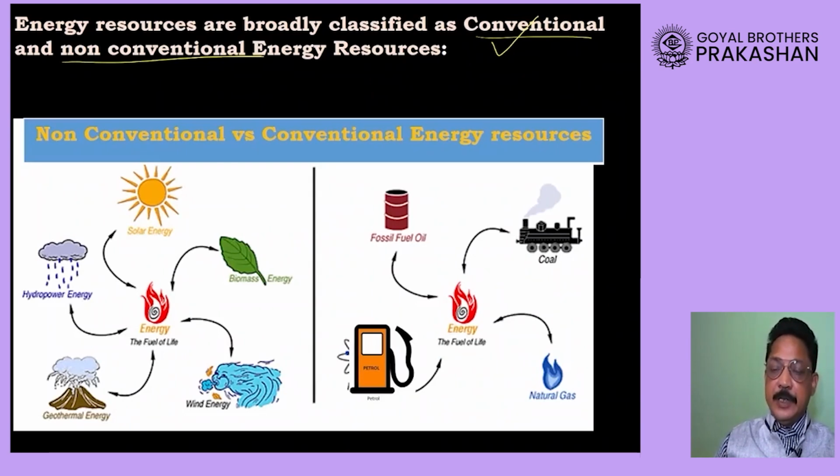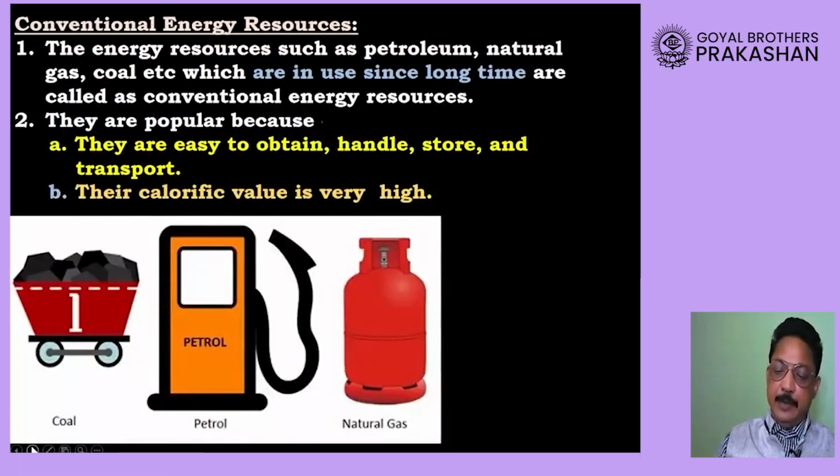So petrol, diesel, kerosene, cooking gas, coal, wood. These are used on a large scale in our day-to-day life. We call them conventional energy resources. Whereas non-conventional energy resources are alternate sources of energy that we use in our day-to-day life. Now, first, conventional energy resources. First, look at some of the characteristics of these resources. First thing, they have been in use since a long time.